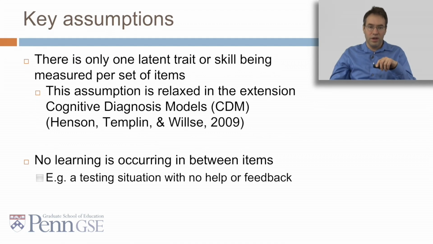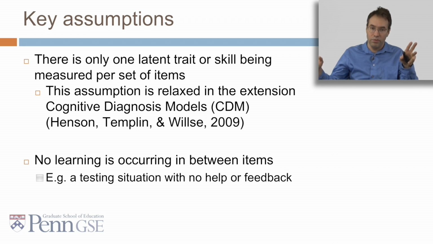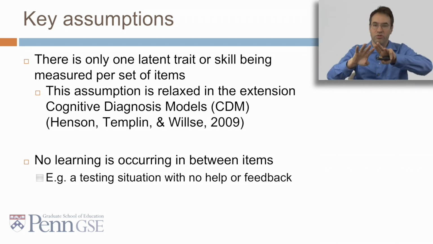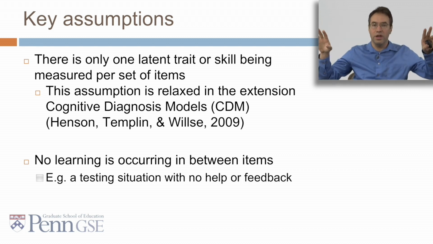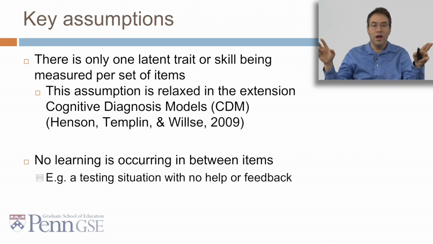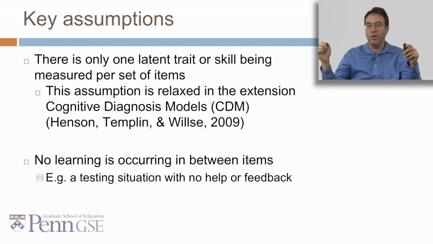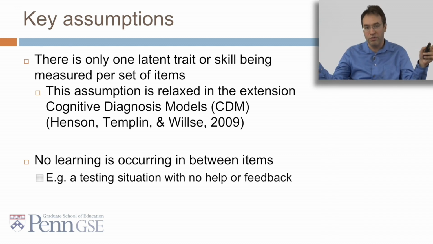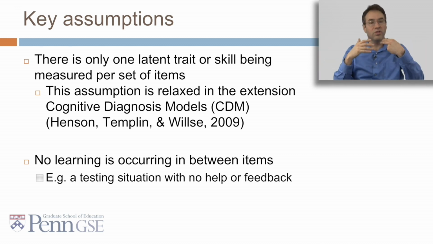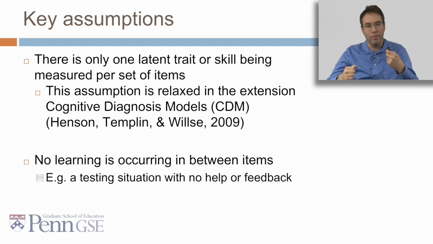Now, IRT makes some key assumptions. The first, and kind of the most controversial, is that there's only one latent trait or skill being measured per set of items. Now, this assumption is relaxed in the extension cognitive diagnosis models, but in core IRT, there's just one skill, one general ability. How smart are you in math? Another key assumption that's particularly questionable for online learning is that no learning is occurring in between items. In other words, you have a testing situation with no help or feedback. Now, in most systems where the student's actually getting better, we don't necessarily want to make this assumption.